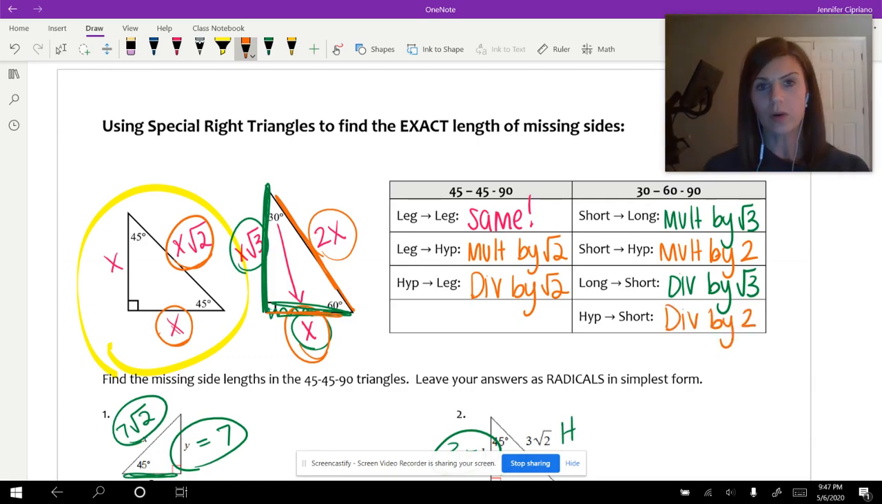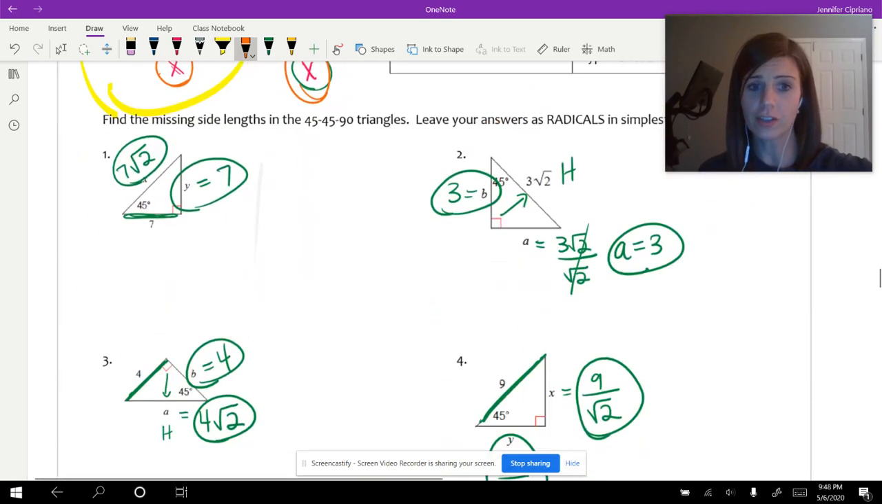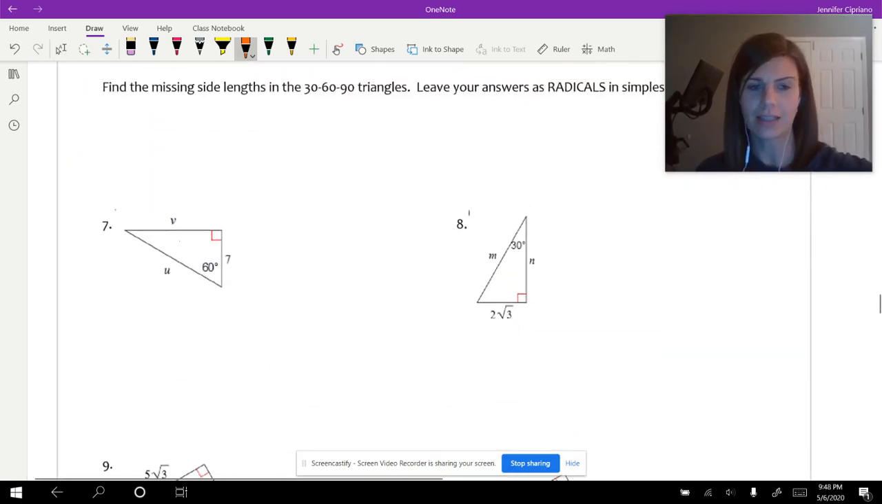Okay, so the short leg is the basis for everything that happens in the 30, 60, 90. So you always want to find that first if it's not given to you, because that's how you're going to find the other sides. All right, so let's come down now to the next page.